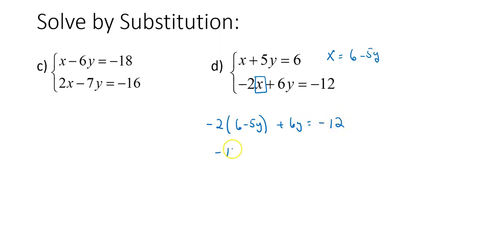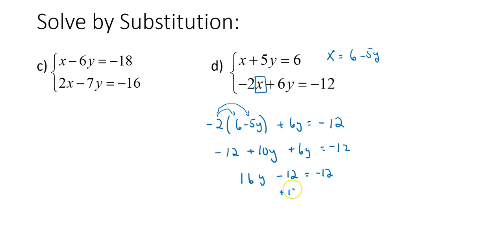Okay, so I get negative 12 plus 10y plus 6y equals negative 12. Right? Don't forget when you distribute that 2, the negative goes with it. So negative 2 times 6 is negative 12. Negative times a negative is a positive. All right, what can I combine? I can combine my y's. I get 16y minus 12 equals negative 12.